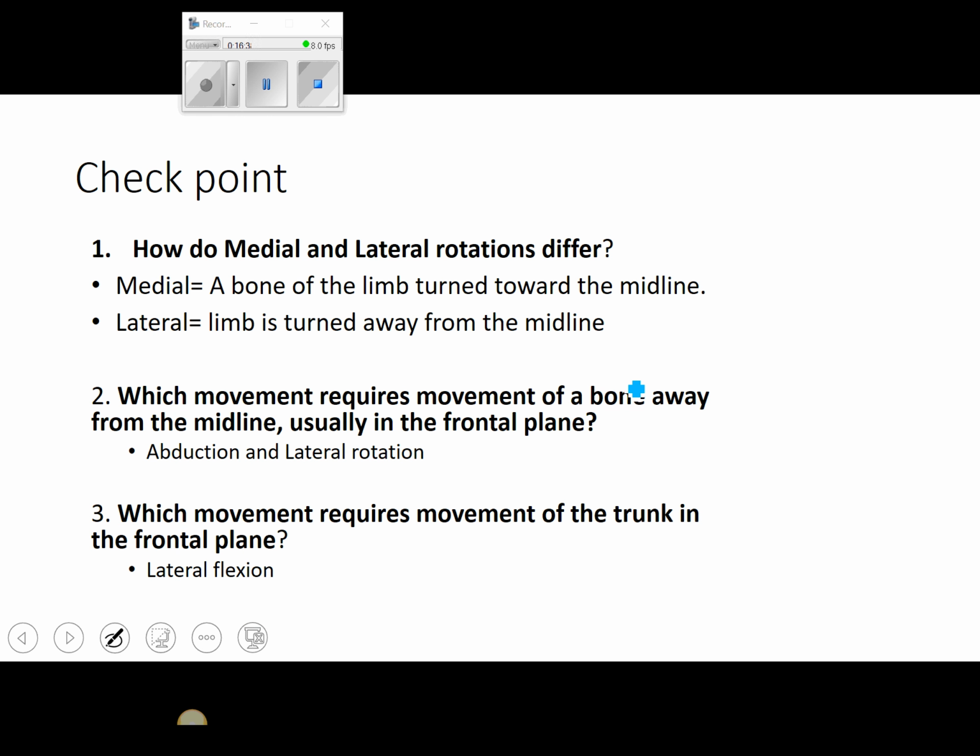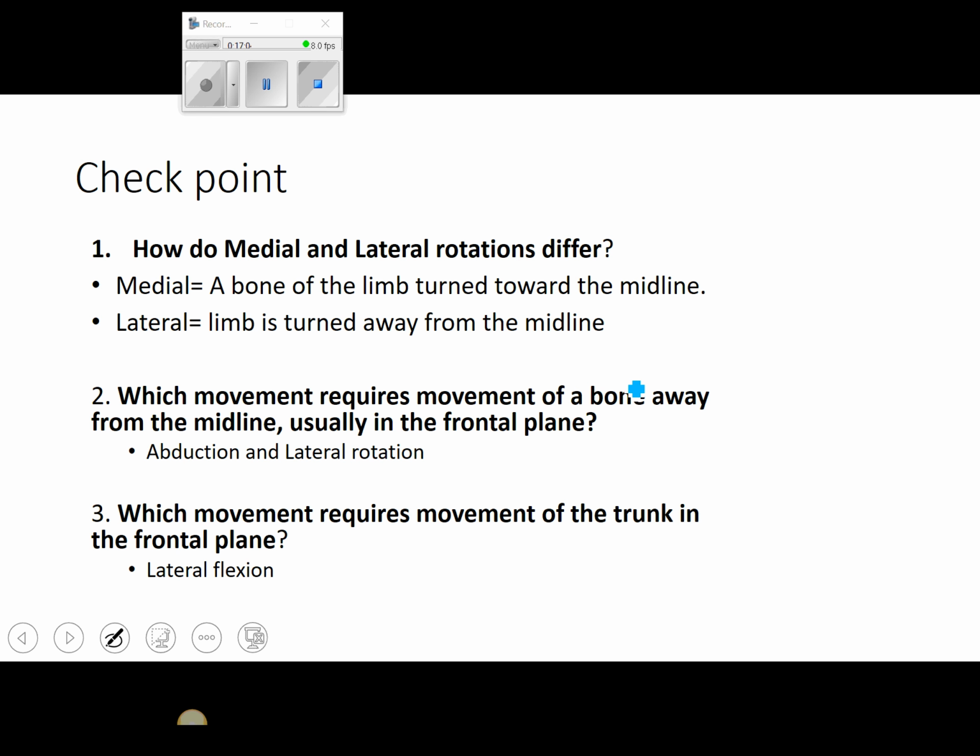Checkpoint questions. Number 1, how do medial and lateral rotations differ? Medial means the bone of the limb is turned towards the midline. In lateral rotation, the limb is turned away from the midline. Which movements require movement of a bone away from the midline, usually in the frontal plane? That's going to be abduction and lateral rotation. So both of those.